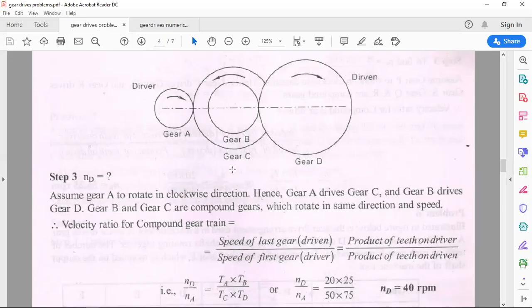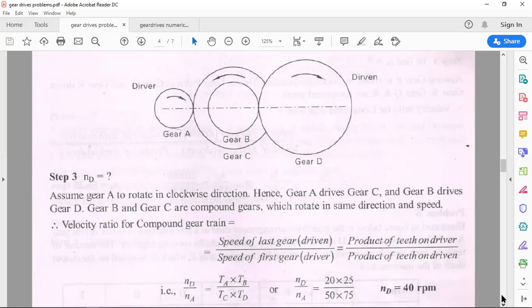Using the velocity ratio equation, we need to find the speed of the driven gear, that is gear D. For a compound gear train, we know that the speed of the last gear divided by the speed of the first gear is equal to the product of teeth on the driver divided by the product of teeth on the driven.